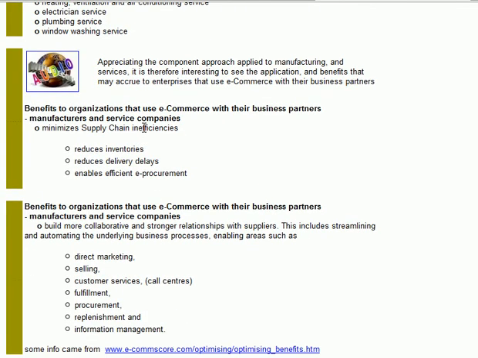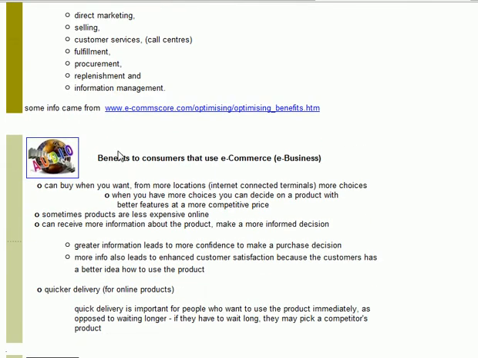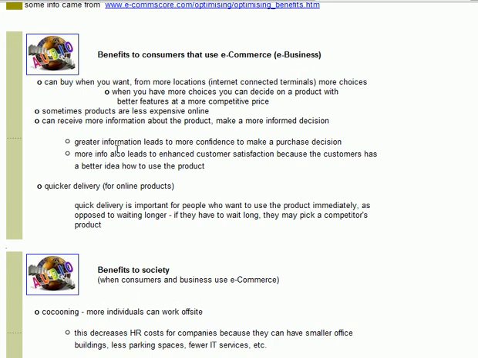Now, the other thing too is to consider the benefits to organizations with their business partners, reducing inventory. Reducing inventory is something all companies are trying to do these days in order to reduce the amount of money that they have to borrow from the bank, and also delivery delays. Benefits to consumers are also self-evident.